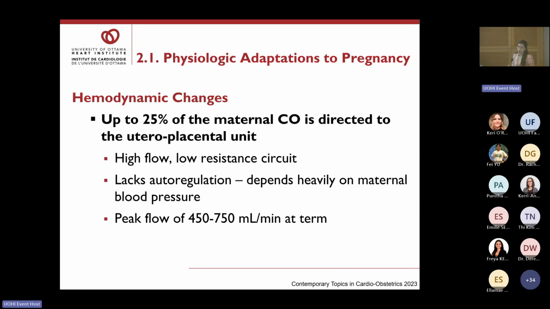And a good portion of this extra volume is going to be directed to the uteroplacental unit. So this is a system that wants high flow and low resistance. It doesn't have a lot of auto-regulation capacity, so it really relies on maternal blood pressure. And at term, it can have a peak flow of almost 750 mLs per minute.